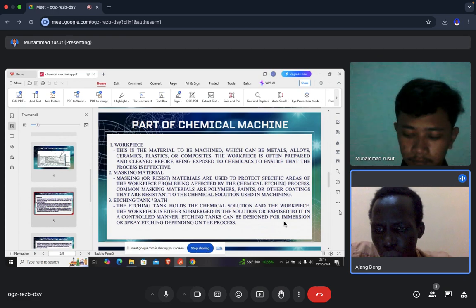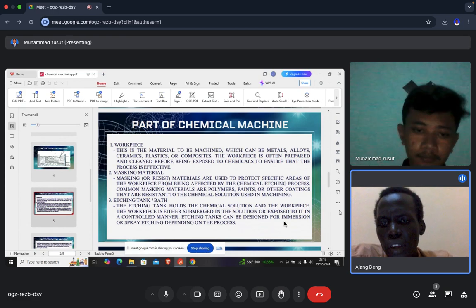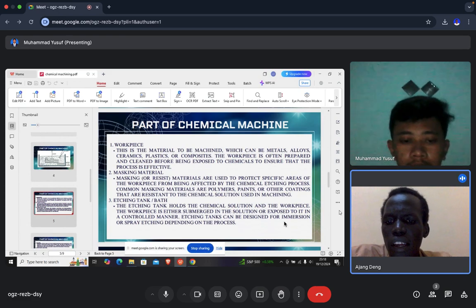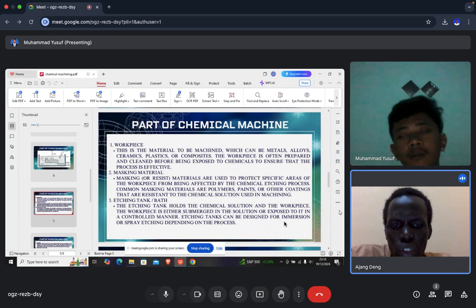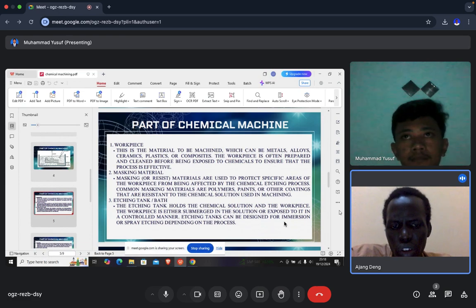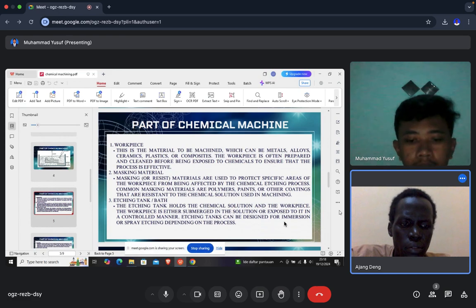So we'll go to the next part, which is the etching tank or the bath. The etching tank holds the chemical solution, which was the tank in the previous picture. The etching tank holds the chemical solution and the workpiece. The workpiece is either submerged in the solution or exposed to it in a controlled manner. Etching tanks can be designed for immersion or spraying etching depending on the process.